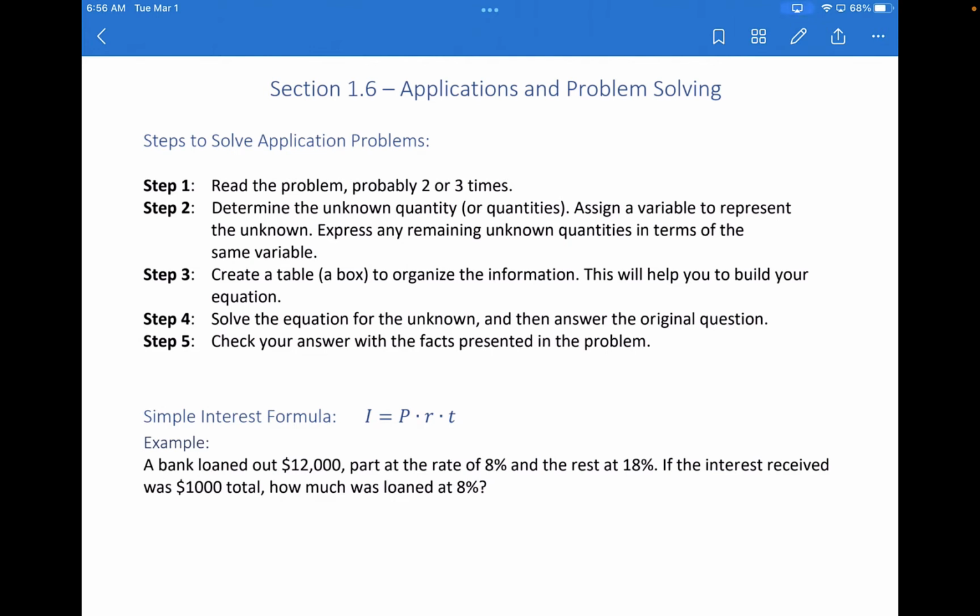Step 3. Create a table to organize the information. This will help you build your equation. Step 4. Solve the equation for the unknown and then answer any other questions. Step 5. Check your answer with the facts presented in the problem.